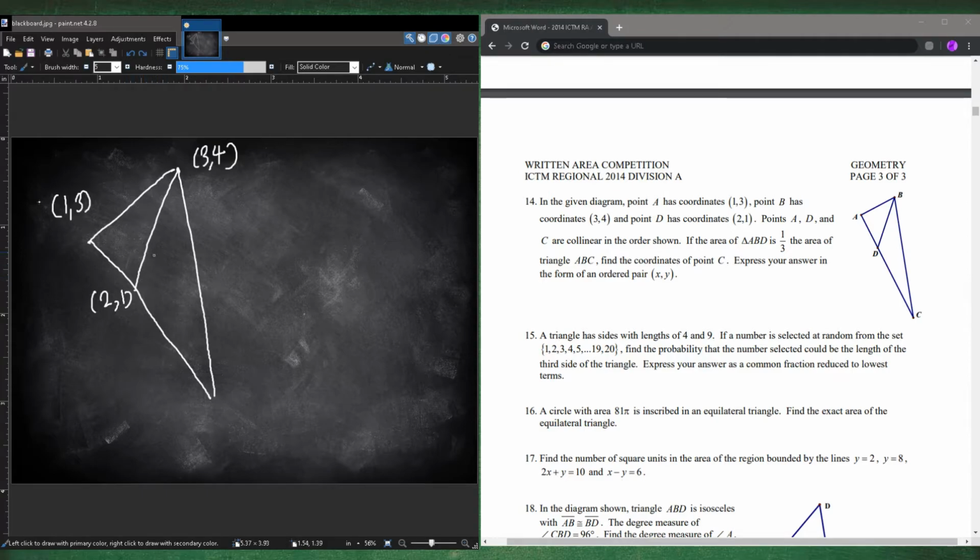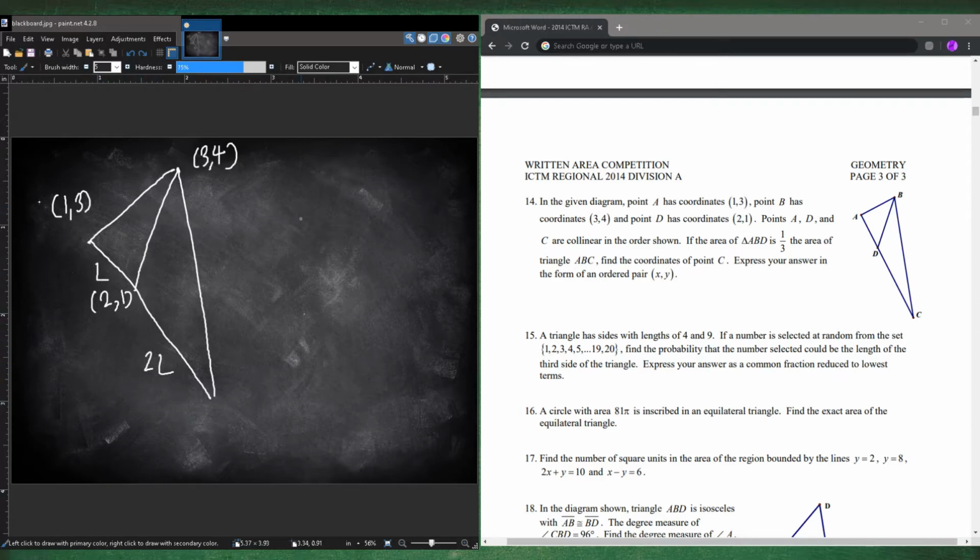So that basically tells us that this length here, I call it L, compared to this length is 1 to 2, right? Because L plus 2L is 3L. So this entire length is 3L, but this area is 1/3 of that. That's why we know this is 2L.